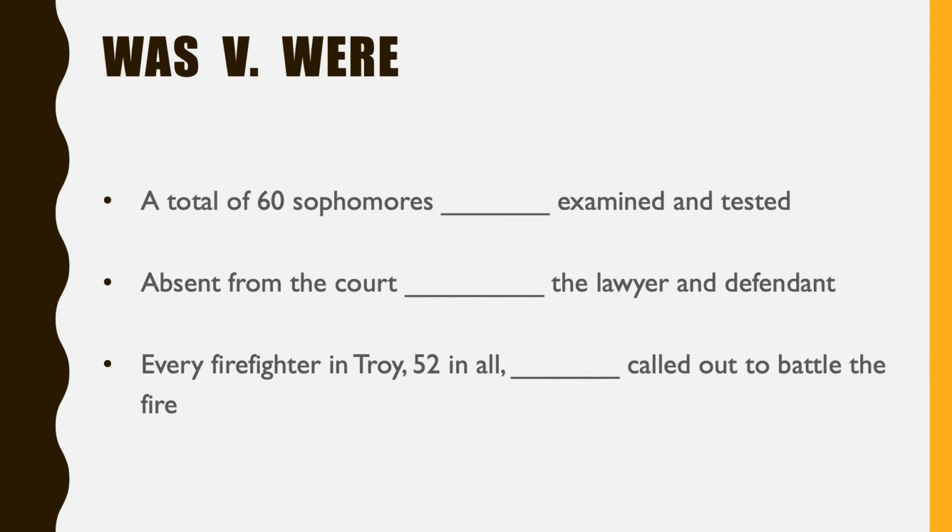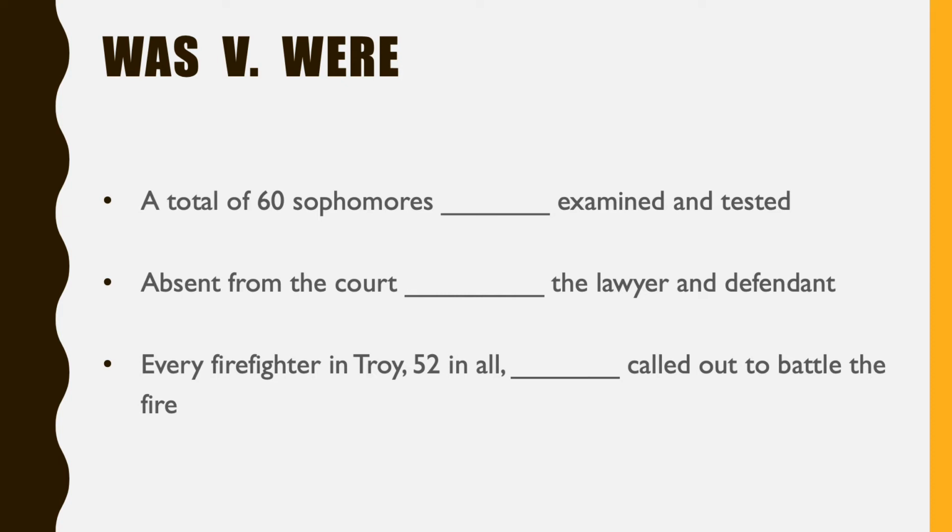Here are a few more examples for you to look at with was versus were. So we say, a total of 60 sophomores blank examined and tested. So our subject here is going to be sophomores, not the examined and tested. So it would be, a total of 60 sophomores were examined and tested.